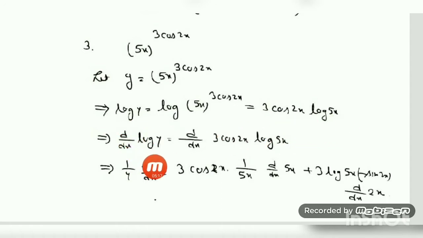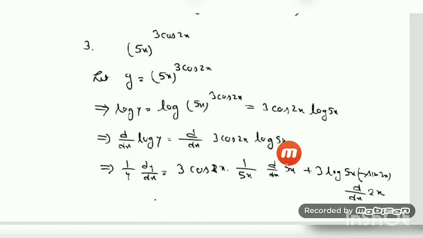So d/dx of log y is equal to d/dx of this expression, 3 cos 2x log of 5x. Log y, thinking y as x, you can use the chain rule, so 1 by y dy/dx. And what about this? It is the product of two functions of x, so the product rule you have to use. I am taking this 3 constant outside, or you can write this 3 cos 2x as the first function, then take the derivative of what? Log of 5x.